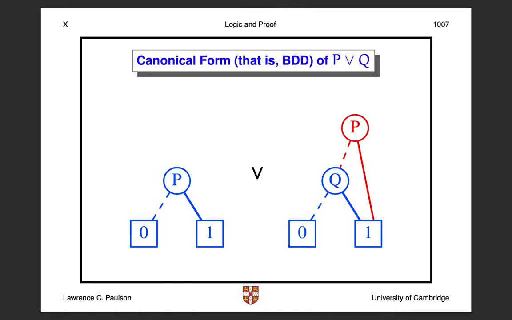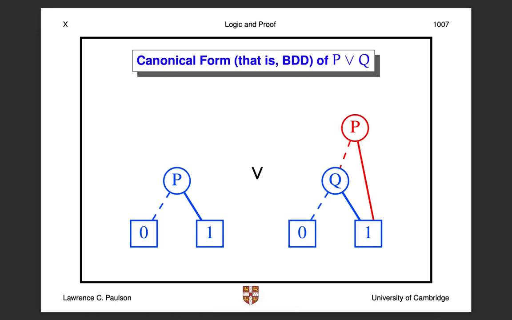Now I have a really teeny tiny example here of combining the BDD of P or Q. So in blue we have the original BDDs, and then adding in red we have the final one. The BDD of simply P, I hope it's obvious. If P is false, 0. If P is true, 1. This BDD represents the formula P. And similarly, the same idea for Q.